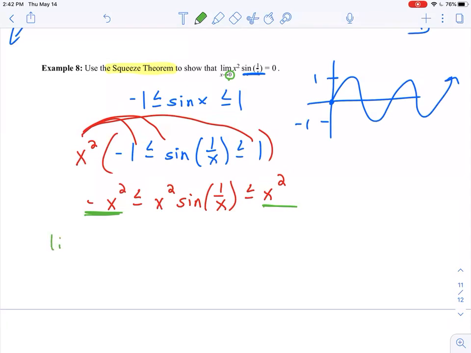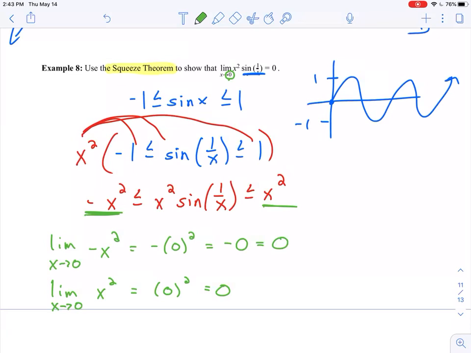So let's see, limit as x approaches 0 of negative x squared. Here this is the negative of 0 squared, so negative 0, well, that's still just 0. So there's my lower function. Now I'm going to look at the limit of my upper function, limit as x approaches 0, this time of positive x squared. So here 0 squared, 0 times 0 is 0. So I've now shown that the limit of that lower function, this guy right here, is 0. The limit of our upper function, x squared, is also 0.